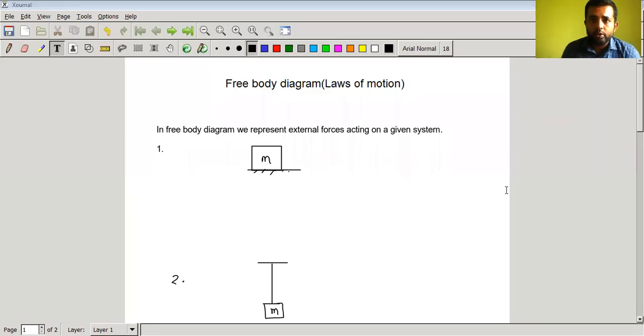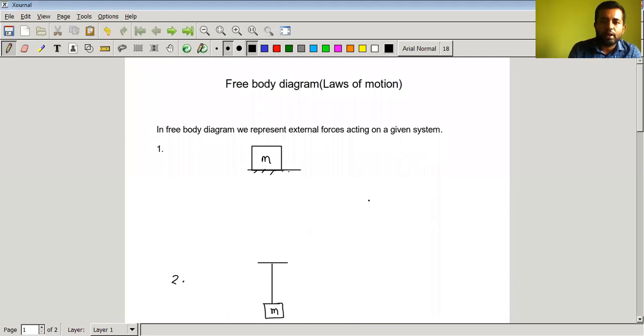Hello all. Today we are going to talk about free body diagram, which is central to laws of motion. Now, what is free body diagram? In free body diagram, we represent external forces acting on a system. Okay. Now, let me just highlight it here. Two words. One is external and one is system. Now, we'll talk about it with examples.